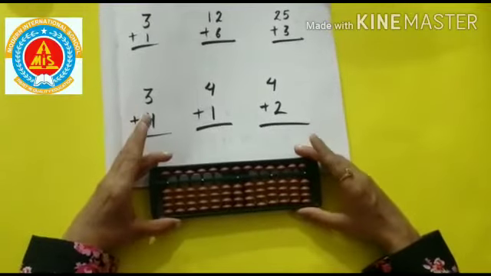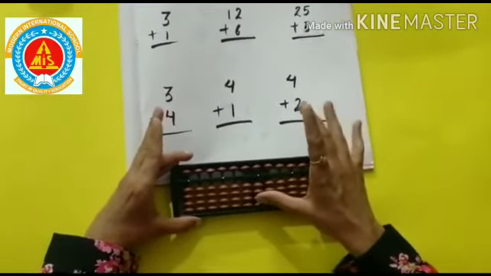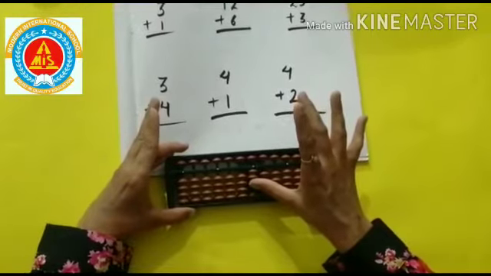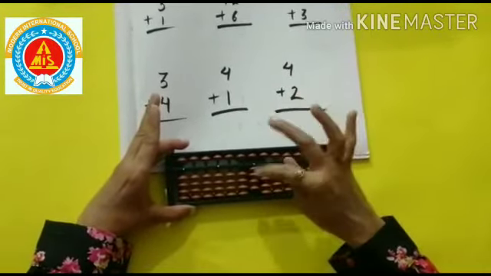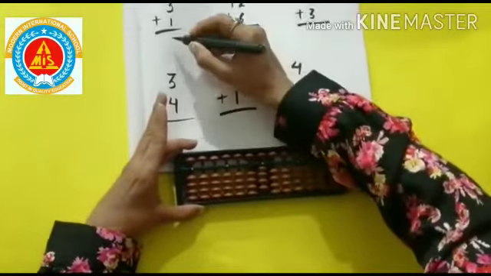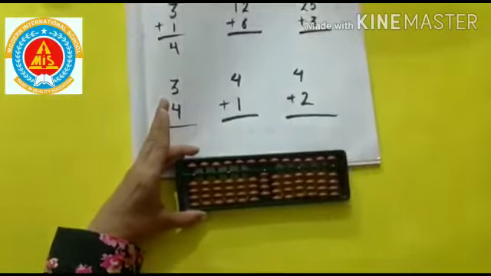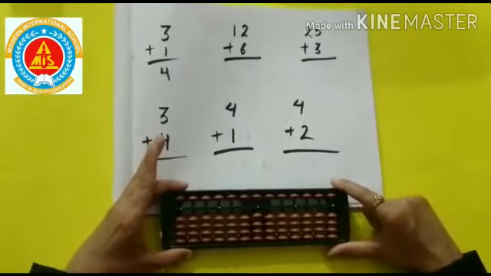For that what will we do? We'll put this 3 on the abacus and 1 is also here, so the total is 4. So we'll write 4 here. Now we will do another sum.